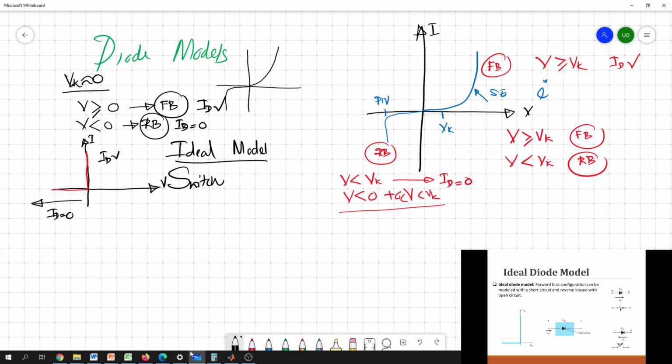So we can simply identify the regions. If the voltage is greater than or equal to 0, the diode is in the forward bias region. If the applied voltage is less than 0, the diode is in the reverse bias region. Once it is forward bias, there is a diode current flowing through the device. So we can simply replace this diode with a short circuit element, because it's the on state of the switch.